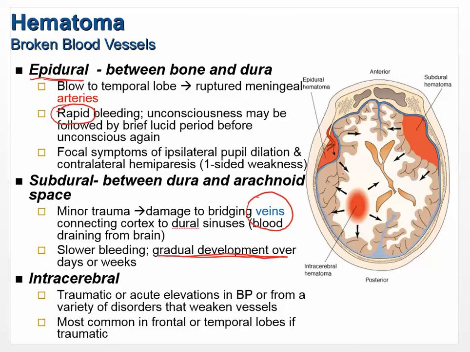Okay, and then there's intracerebral. So this would be damage that happens within the brain, and that can be caused from trauma, acute elevations in blood pressure, something that weakens vessels, and so a vessel breaks. And so these are most common in frontal or temporal lobes if traumatic. That's just because of the location. But you can see that all of these are bleeds, but in the case of the epidural, it's an artery bleeding out on the opposite side or outside of the dura. Subdural is under, which the name implies, and then intracerebral is within it.